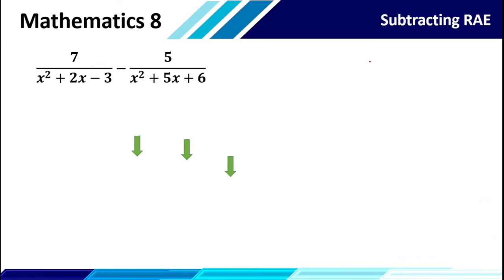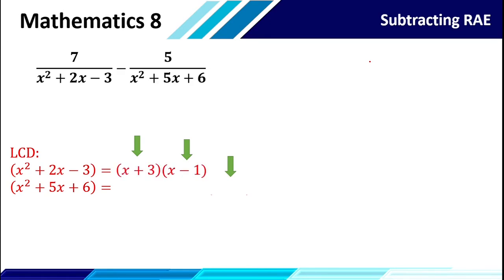Another example is 7 over x squared plus 2x minus 3 minus 5 all over x squared plus 5x plus 6. First thing that we need to do, if we have two trinomials as the denominators, is to find the factors of them and get the LCD. We know that the factors of x squared plus 2x minus 3 are x plus 3 times x minus 1, and the factors of x squared plus 5x plus 6 are x plus 3 times x plus 2.